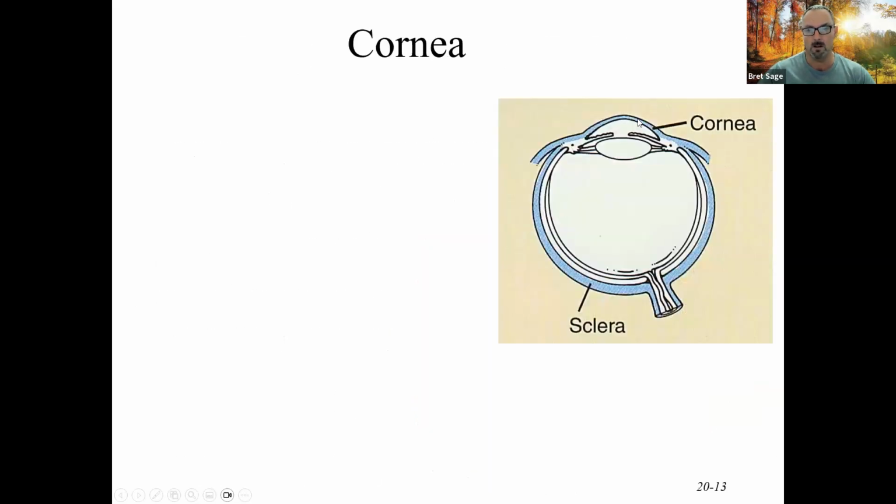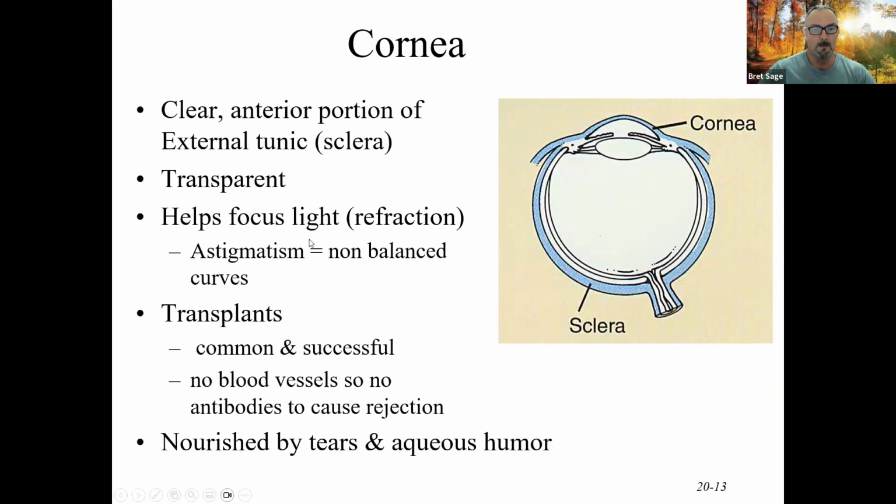Okay, the cornea is the curved, clear bubble on the outside of your eye. The clear anterior portion of the external tunic or sclera is your cornea. It's transparent. It helps focus the light, refracts light by bending it. Now, an astigmatism means the curves of the cornea are not balanced.